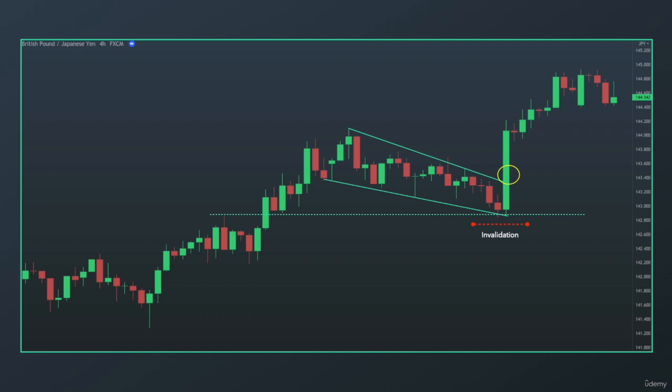And then for our target, first target, recent resistance, and then second target is a measured move from point A to point B, plotted at the end of correction from point C to point D. All right, so this would be our second target.